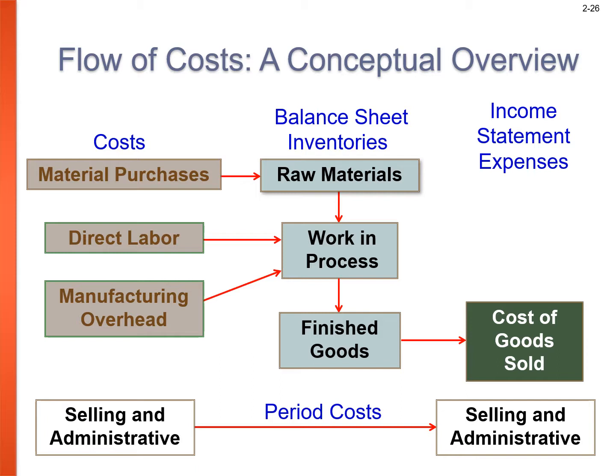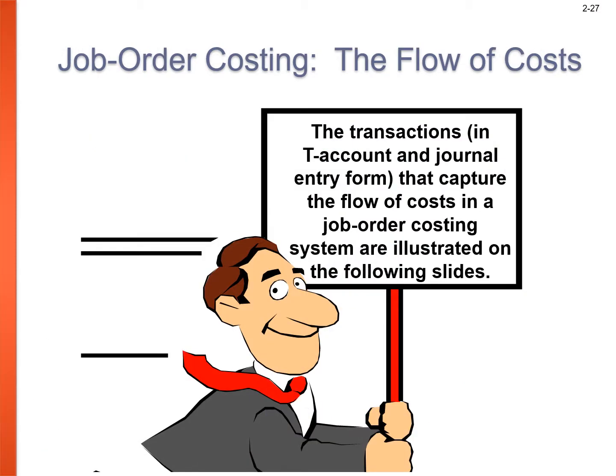Any normal period costs are listed as selling and administrative. So that is how costs flow. So all those things we saw, direct materials, direct labor, manufacturing overhead, the first part of the chapter shows us how to determine them. This part of the chapter shows us how they flow through our accounting system. So the transactions in the T account and journal entry that capture the flow of costs in a job order costing system will be illustrated now.